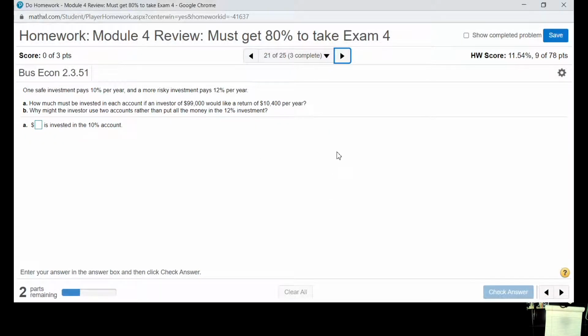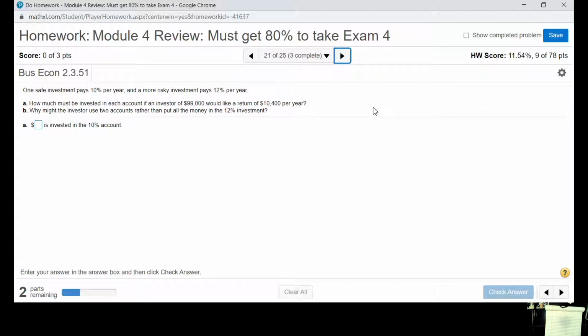Next one. All right, so we have the 2 investments. So this is about setting up the word problem more than actually working it out. Again, you can use your calculators to work it out, but how much should be invested in each account if an investor of $99,000 would like a return of $10,400 per year? Okay, so part A is where all the math is, and part B just kind of asks you to take a stab in the dark as to why they might want to not pile it all into one investment.